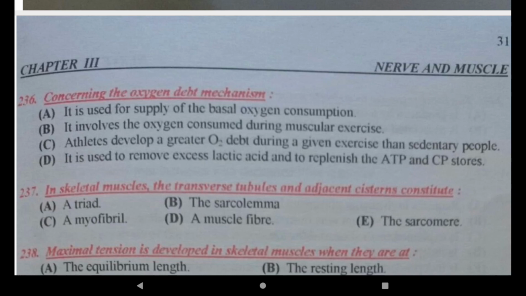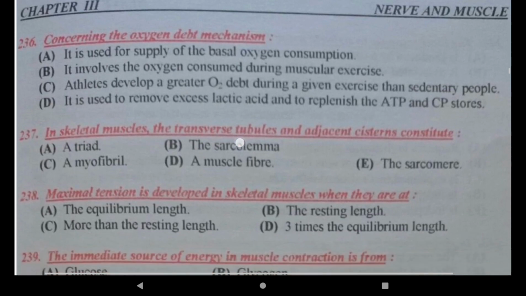It is incorrect to say that it is used for supply of basal oxygen consumption. It is incorrect to say that it involves oxygen consumed during muscular activity. That is incorrect, because now the person is at rest. Athletes develop a relatively lower oxygen debt because their muscles are trained, compared to sedentary people. That is also incorrect. So the correct answer is D.